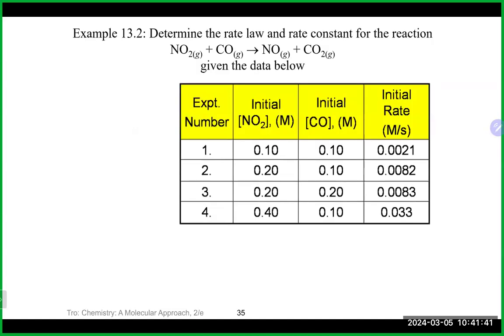All right, let's try another one here, maybe. Let's try this one. Why not? We got 4 things to choose from. Maybe not as pretty numbers. We'll see. All right, same deal. Let's do the completed rate law, the orders, the overall, and the value of the rate constant.